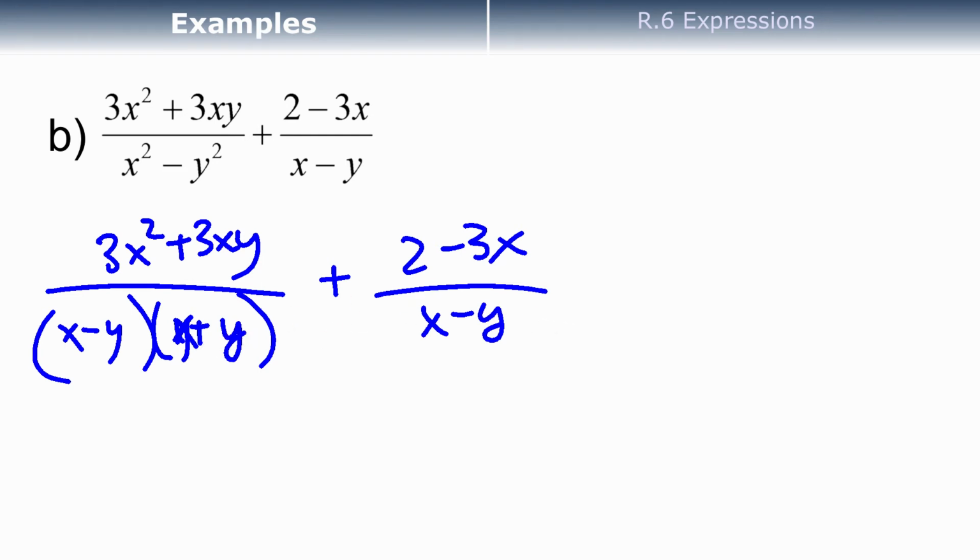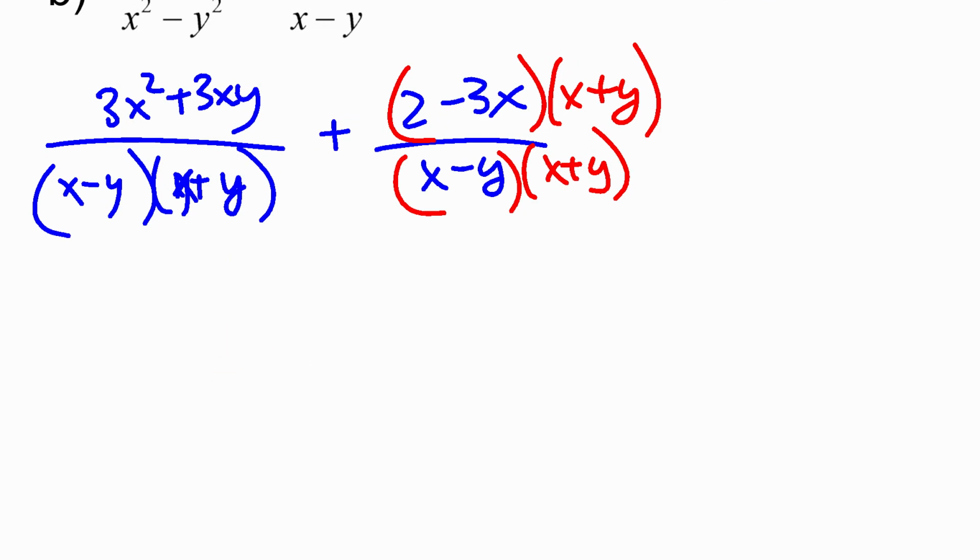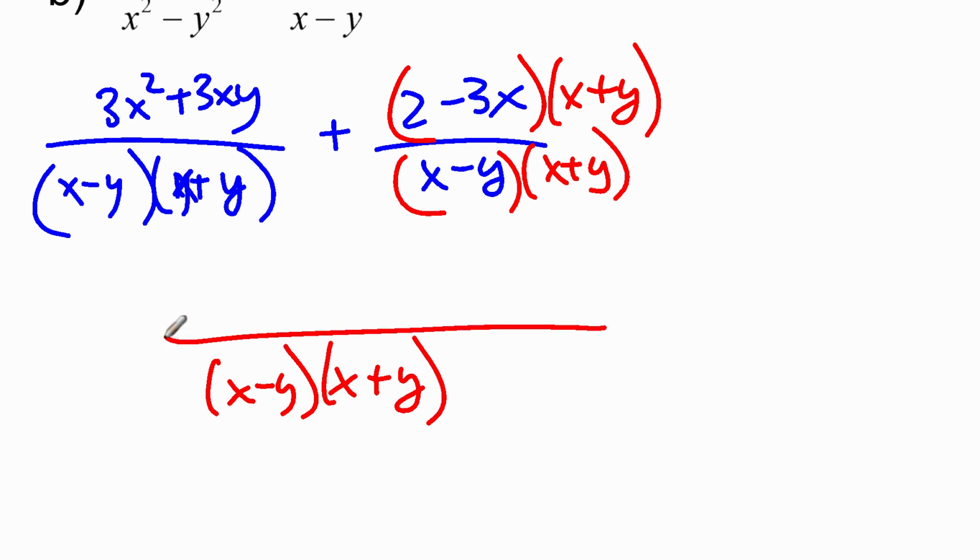So to get a common denominator, I've got to give this one an x plus y. But if I do that to the bottom, I also have to do that to the top. Now I've got a common denominator, so I can write my x minus y, x plus y on the bottom, and then I collect like terms and do the stuff on the top.